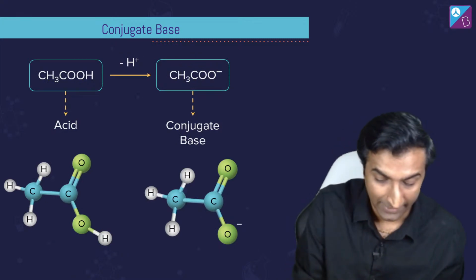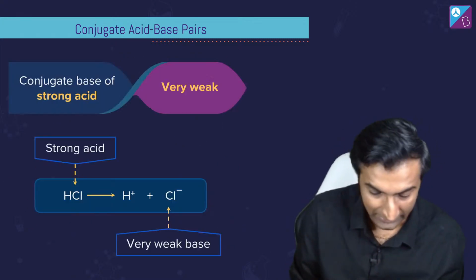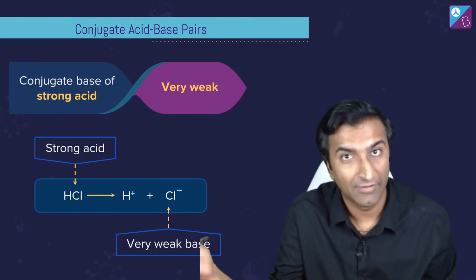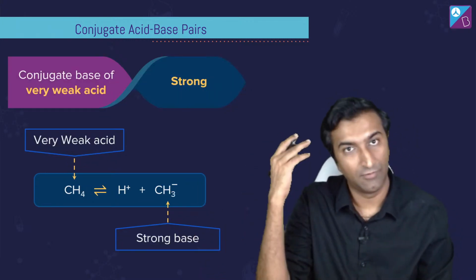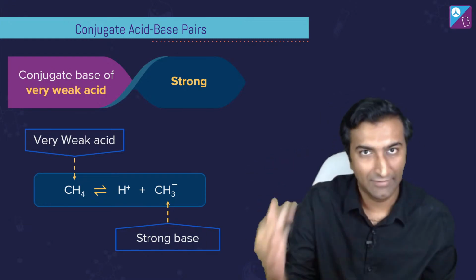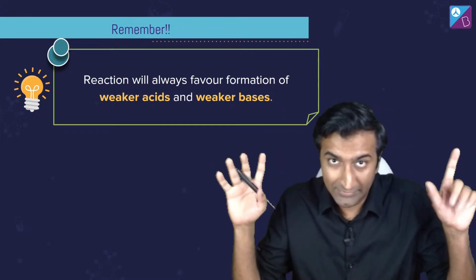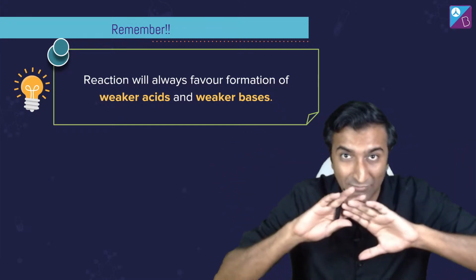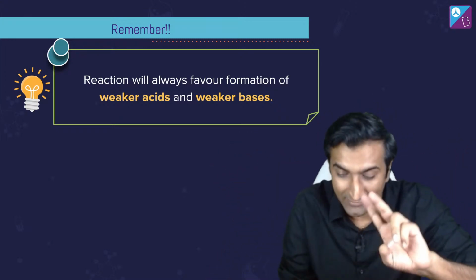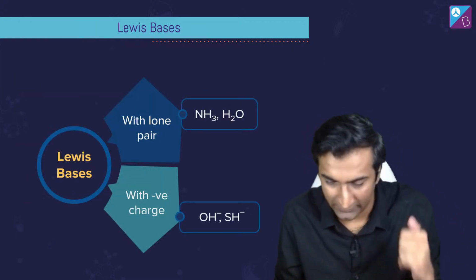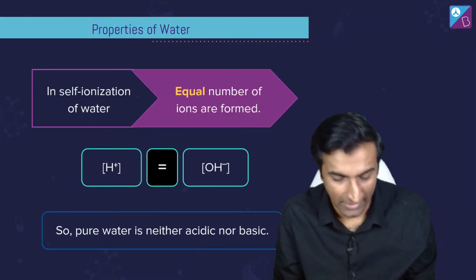Here's a conjugate acid base. अगर तुम्हारा जो एसिड बहुत स्ट्रांग है तो उसका conjugate base will be very weak, and vice versa. If your base is very very strong, then the conjugate acid will be very very weak. सबसे जरूरी पार्ट है सेशन का, बार बार बोल रहा हूँ, reaction will always favor the formation of weaker acid, weaker bases, and Lewis acid कुछ examples, Lewis bases कुछ examples, adduct of Lewis acid base.